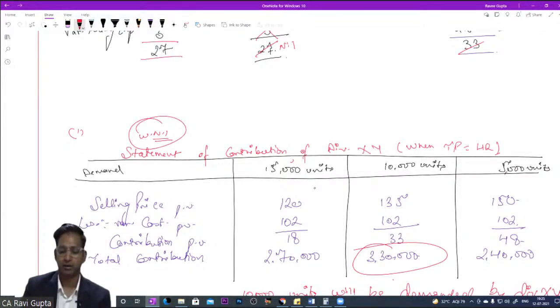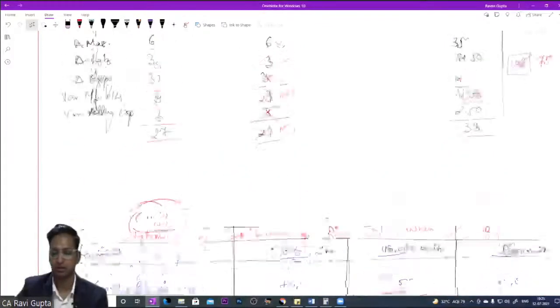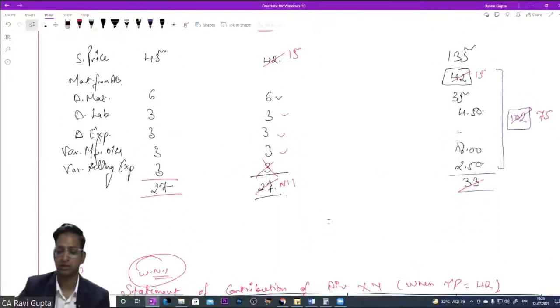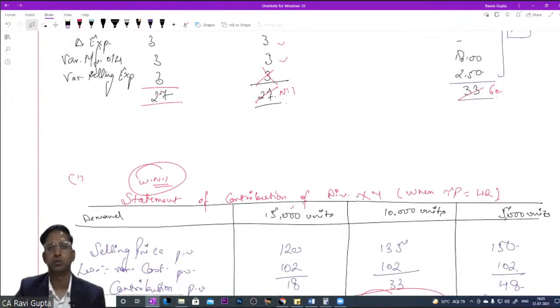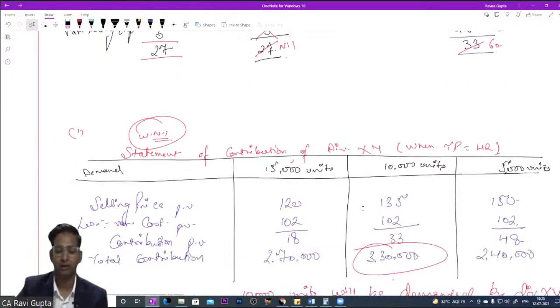Very good, Bhargavi. 60. This is the contribution, that is 135 minus 70. 60 is the contribution. Okay, let me tell you, we need to prepare this statement again. Let's see the impact. 60, it's 75 rupees.